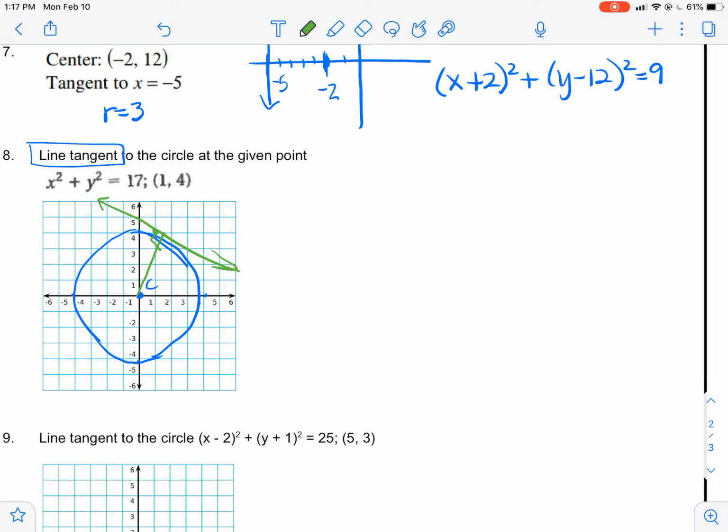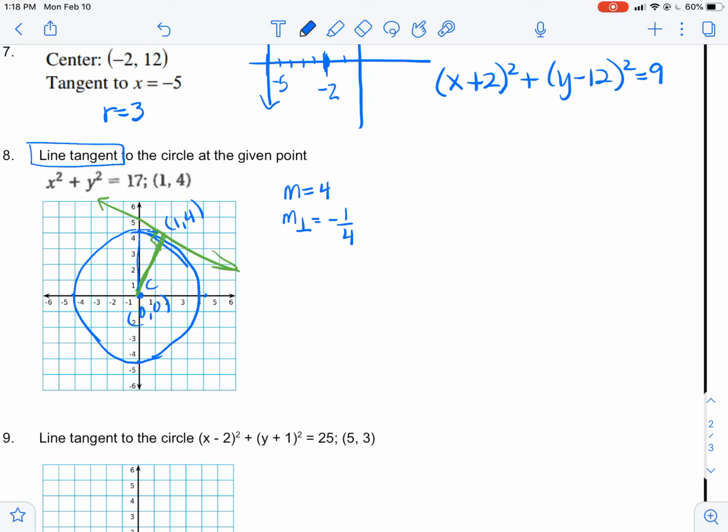But so what we're going to need to know, since it's perpendicular, if I know the slope of this line, then I know the slope of my perpendicular line. Okay? So how are we going to find that? Well, I know this is at (0, 0), and I know this is at (1, 4), so I can just do rise and run. Rise 4, run 1. Okay? So my slope is 4 in this case. Therefore, my slope of my line that is perpendicular would be a negative 1/4.